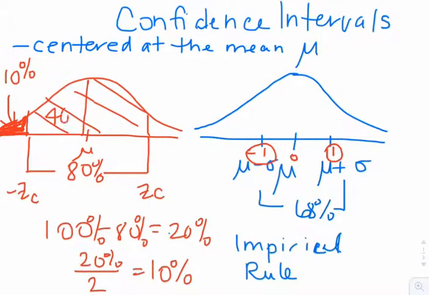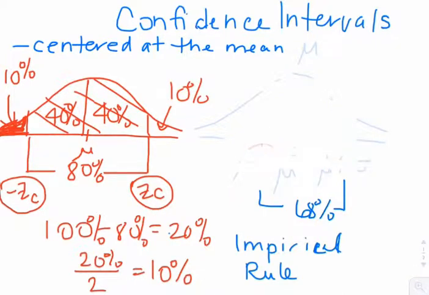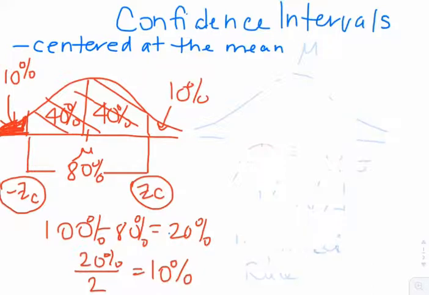Right? So here's 40%, here's the other 40%, and here's another 10%. The 40% on each side, so that gives us 80%, and then 10% on the two tails. We would like to find minus ZC and ZC. So we're going to use our Z table in reverse. So what are we going to look for? We're going to look for 10% on our Z table.